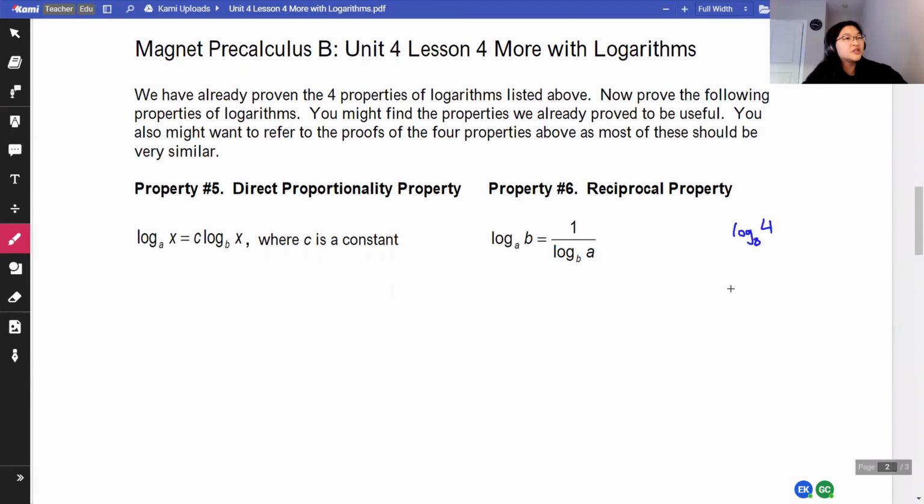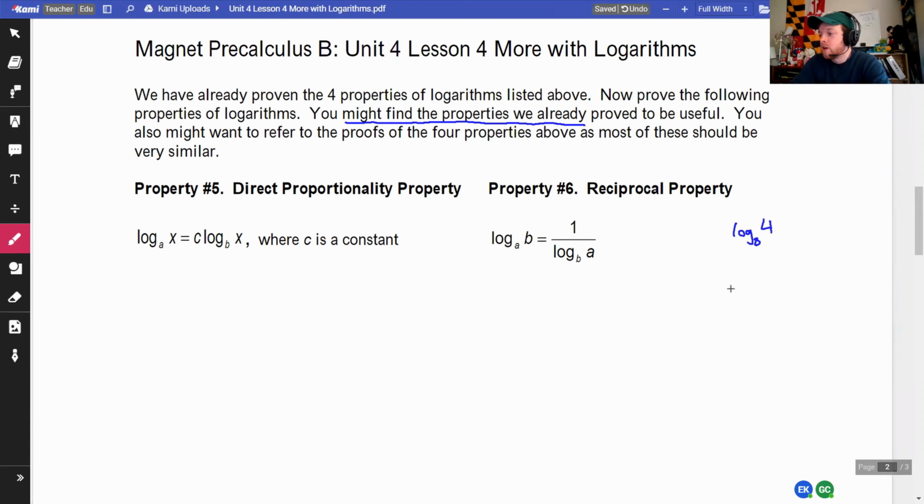Okay. Cool. So we've already proven 4 properties of logarithms that were listed above. Now we're going to prove the following properties for logarithms. And you were saying that we should use the change of base formula. You said that like 5 or 6 times. So I feel like we should use the change of base formula. I think we should. All right, so let's do it. The direct proportionality property. This one says that there is some number C that takes log base B of x to log base A of x.